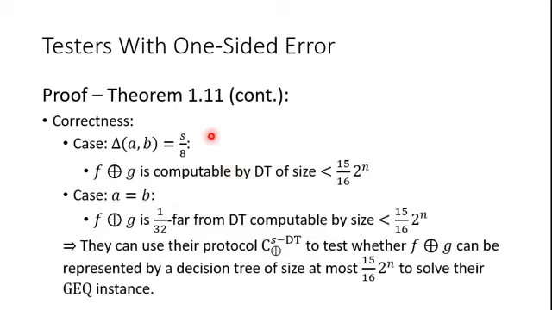So just to conclude, we've seen that for this case of gap equality, f XOR g is computable by a decision tree of size at most (15/16)^n. And when this is the case for gap equality, then f XOR g is 1/32 far from such decision trees computable by the same size. So that means that Alice and Bob can indeed use their protocol, which we denoted as this, in order to test whether f XOR g can be represented by a decision tree of size at most (15/16)^n in order to solve that gap equality instance, which is what we set out to show.